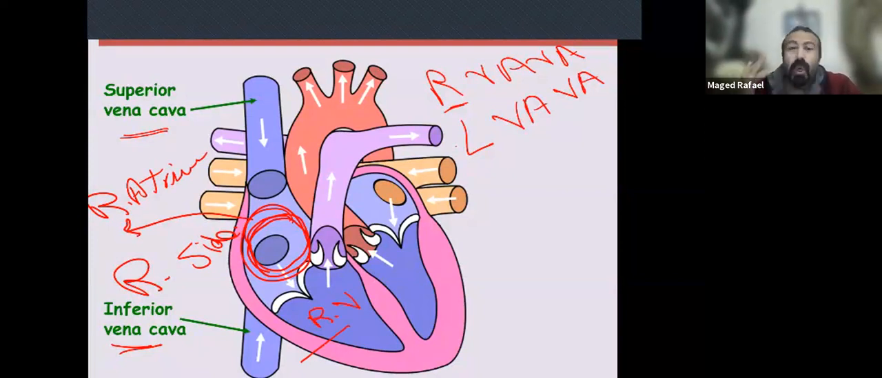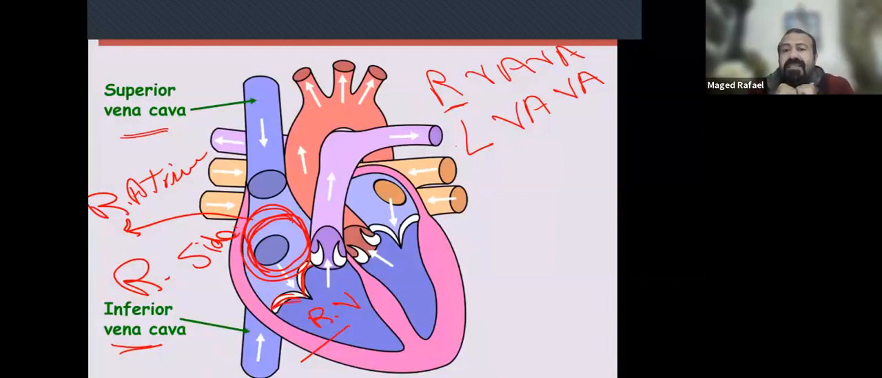So now we have almost finished the right side of the heart. I want you to memorize everything with me now. We start from the right side. Superior vena cava and inferior vena cava collect blood to the right atrium. Then we have valves here.